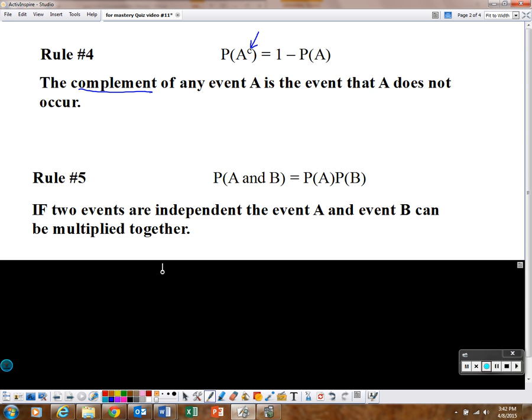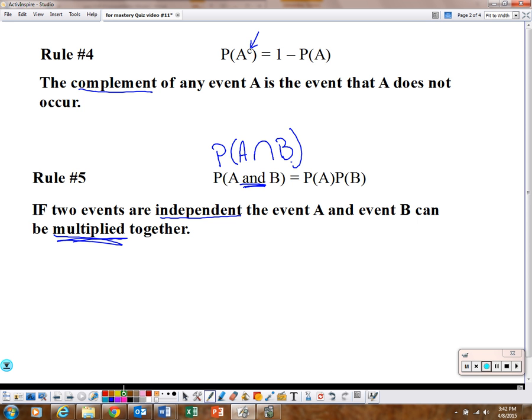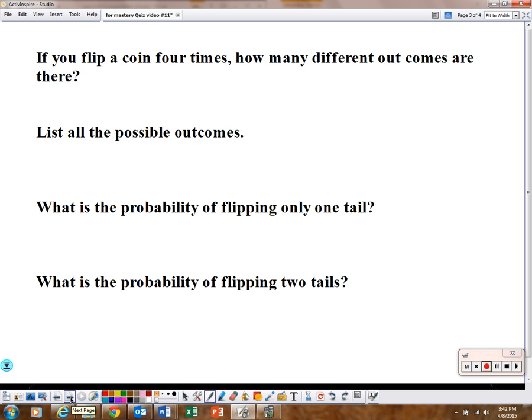Rule number 5, the probability of A and B. That's where we're going to multiply them together. So if two events are independent, the events A and B can be multiplied together. Now remember, this could also be written as the probability of A, and this looks like a big fat upside down U, which stands for and B. So those are the 5 rules that you need to remember. Now we're going to look at two types of problems that you will end up seeing.